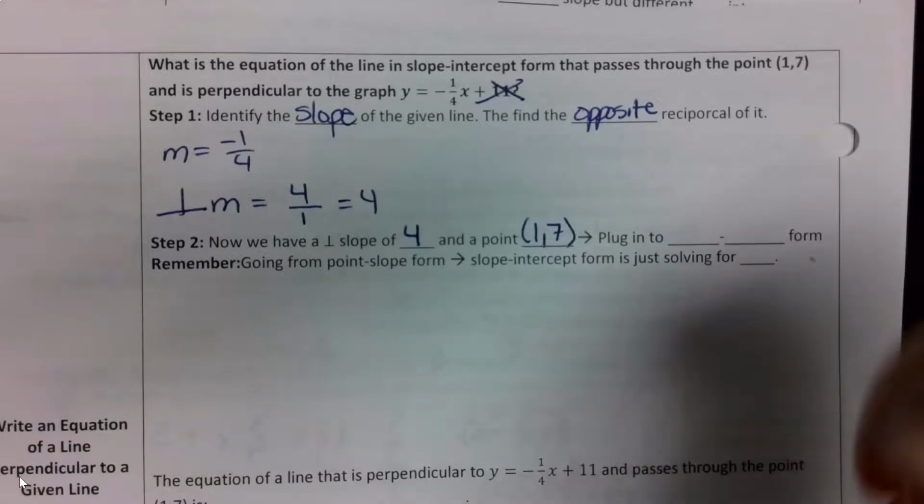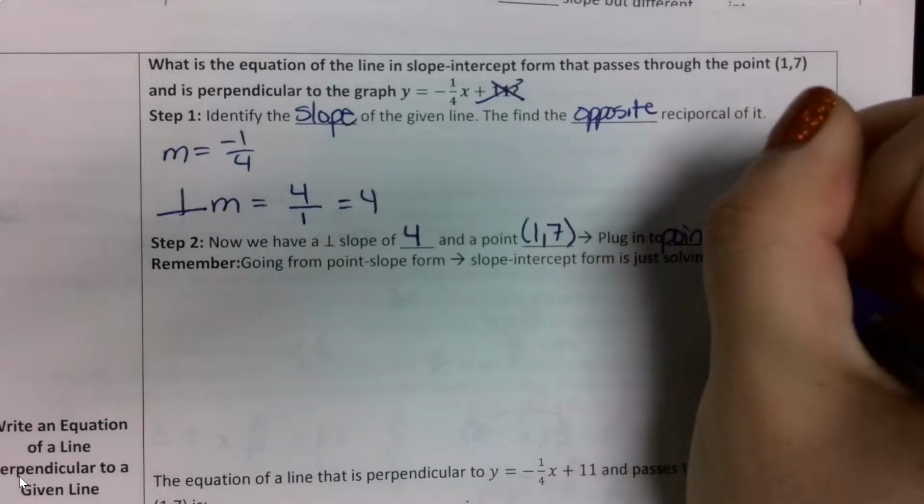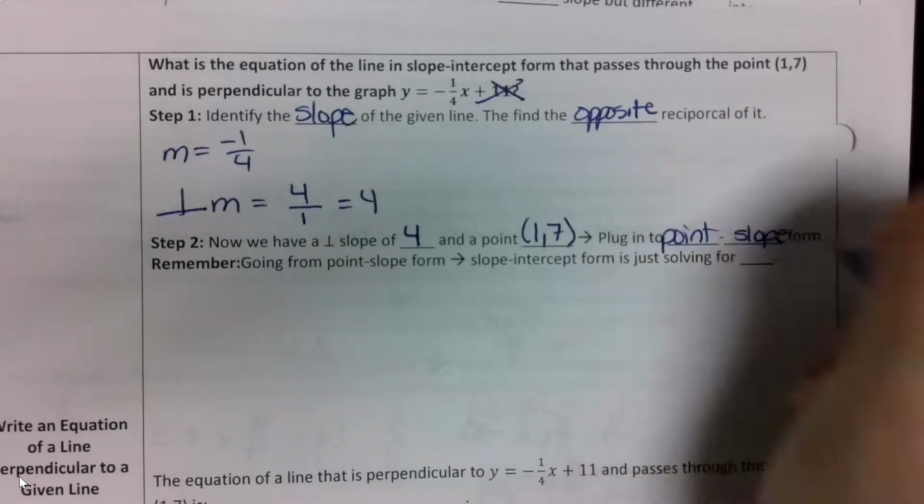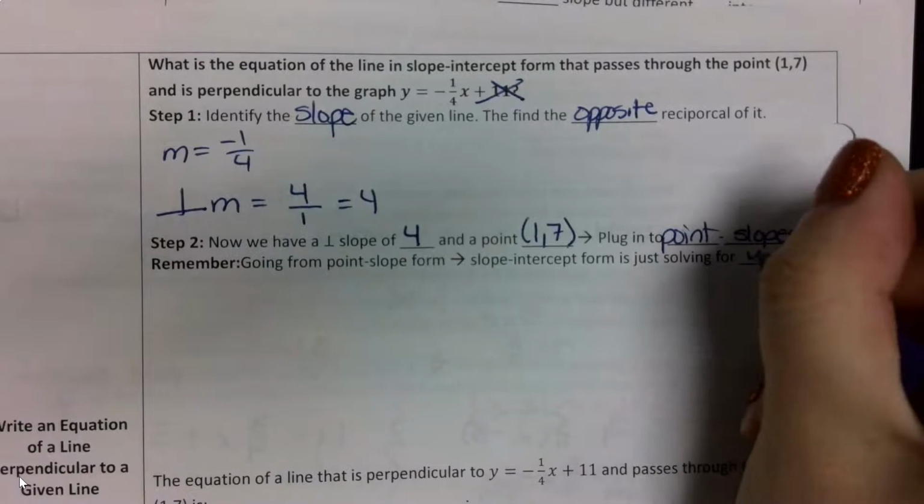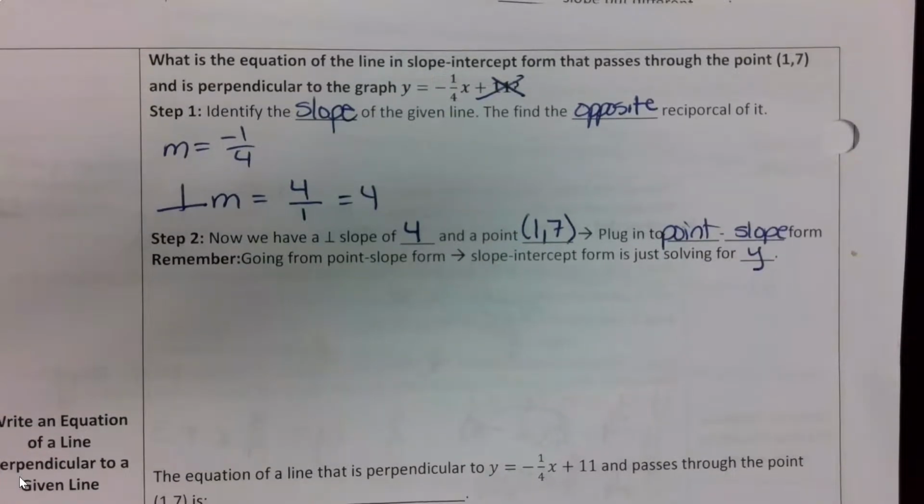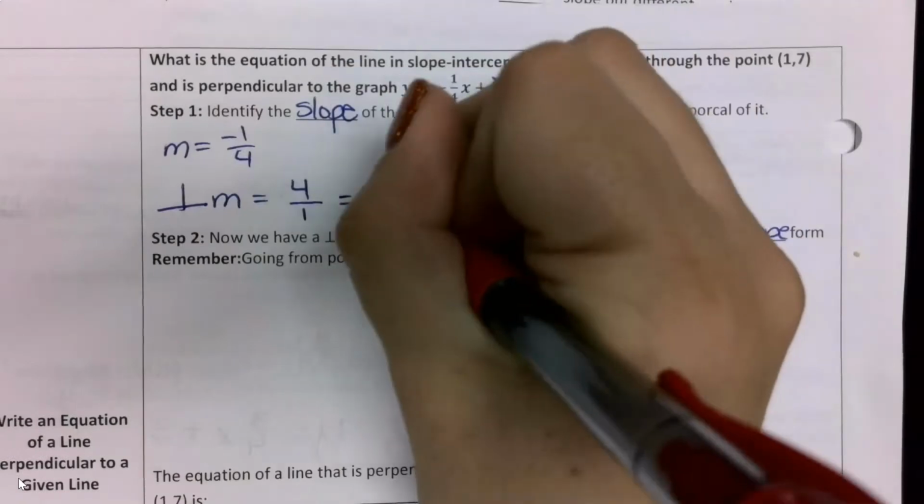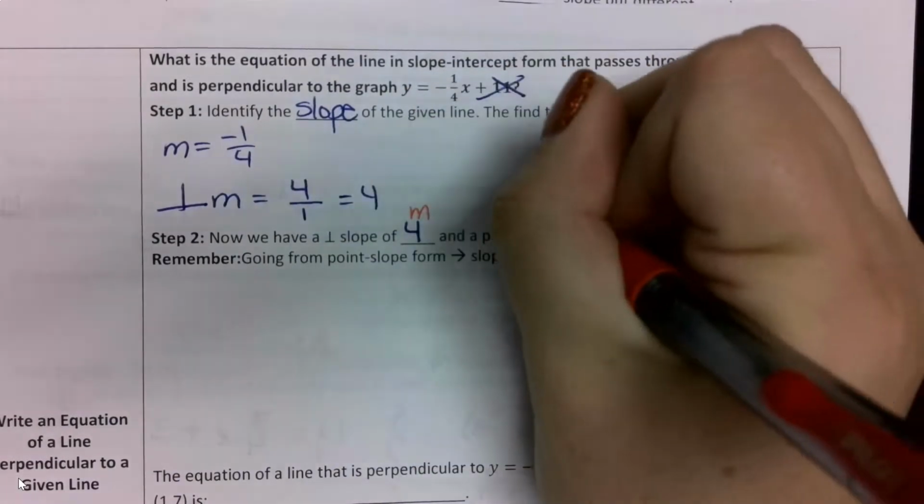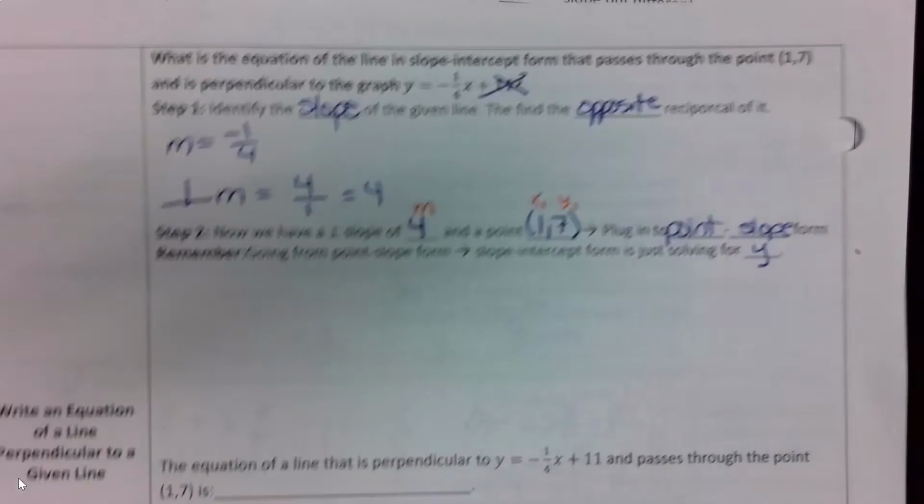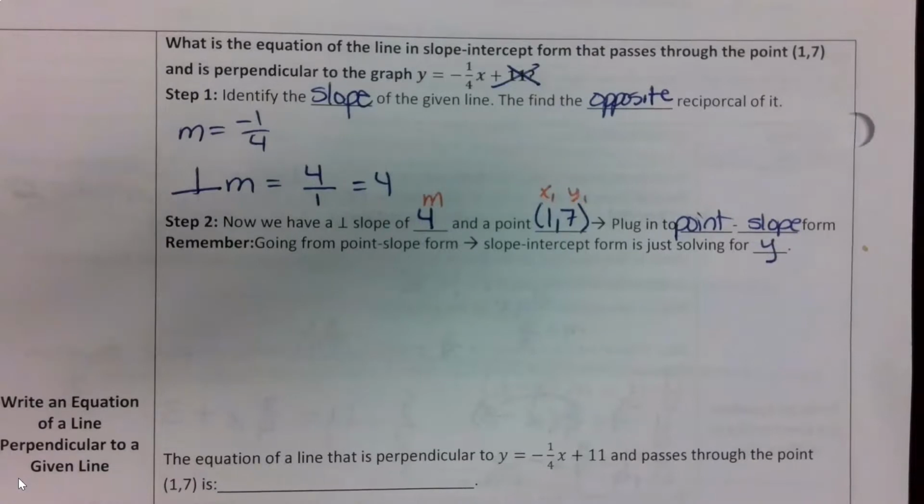So now I want to plug into point-slope form. And again, we're going to solve for y. So the 4 is my m. This is my x1, y1. What do I get when I plug in?